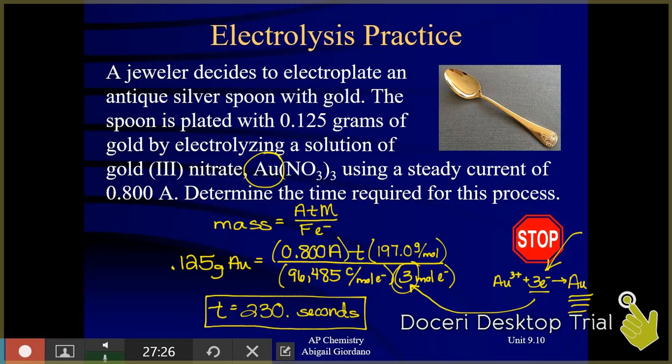Remember, time in this amps times time equals moles times Faraday's constant equation, in these electrolysis calculations, needs to be in seconds. Okay? So feel free to use that equation. I think it's great.